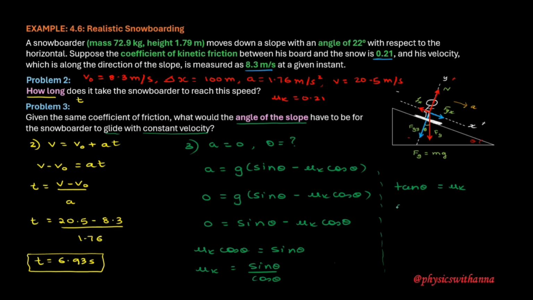You can find the angle theta by taking tan inverse of mu k, which is tan inverse of 0.21, which is the coefficient of kinetic friction. So that gives me the angle theta to be equal to 11.86 degrees, which you can round off to 12 degrees. So this is the angle of slope at which the snowboarder will glide with constant velocity.